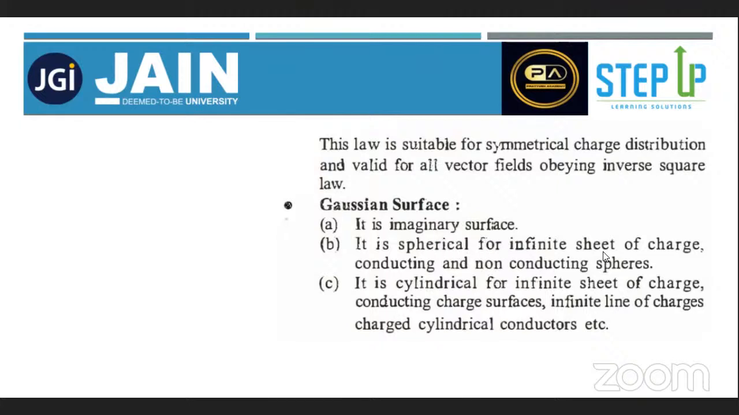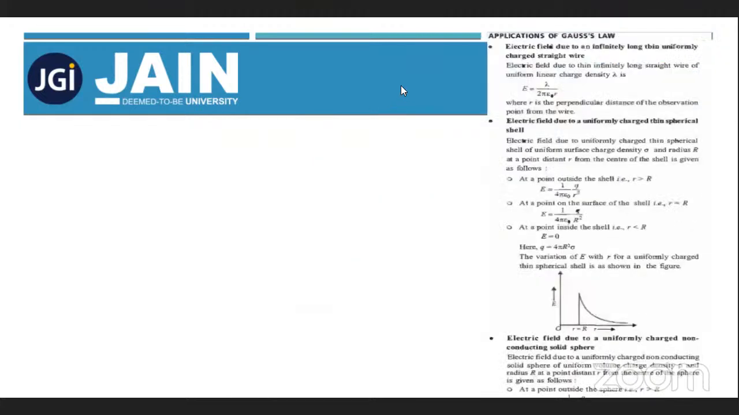It's spherical for an infinite sheet of charge, conducting and non-conducting spheres. It is cylindrical for an infinite sheet of charge, conducting charged surface, infinite line of charge, cylindrical conductors, etc. This is just to write down how we draw the Gaussian surface. Okay, so now this is the application of Gauss's law.